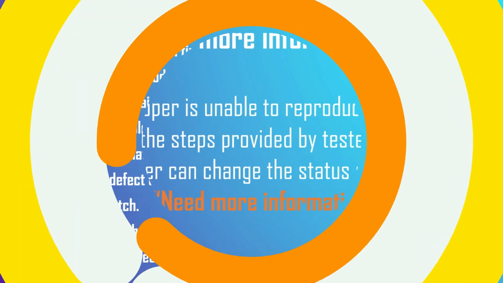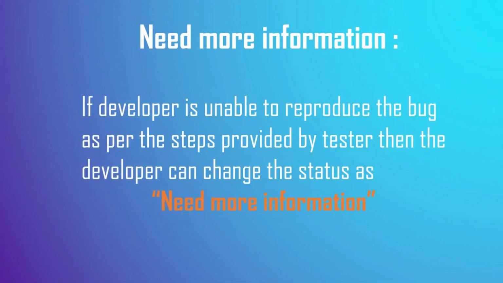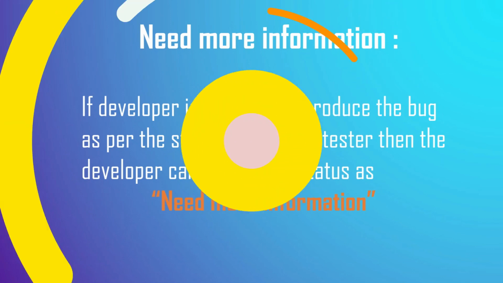Need more information. If the developer cannot reproduce the bug by the steps provided by the tester, then the developer can change the status to need more information. In this case, the tester needs to add detailed reproduction steps and assign the bug back to the development team for fixing. This doesn't happen if the tester writes a good defect document.